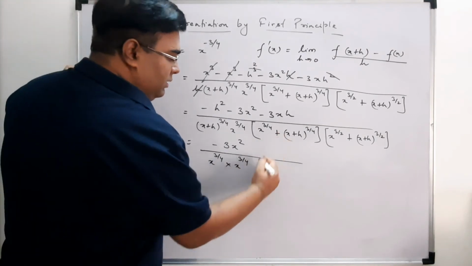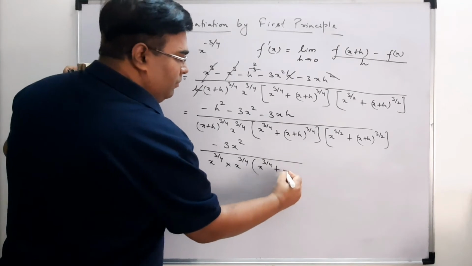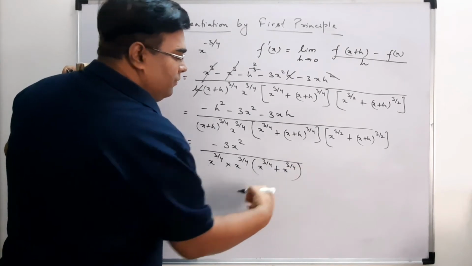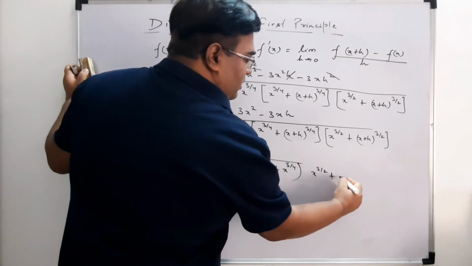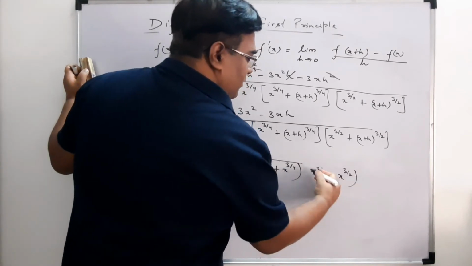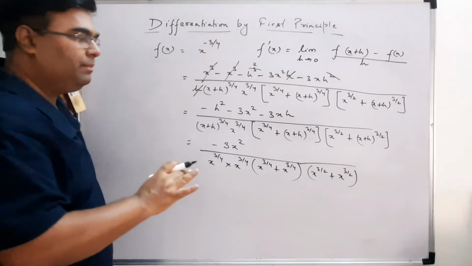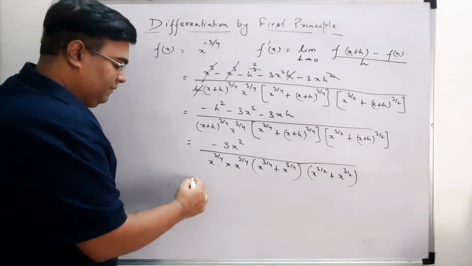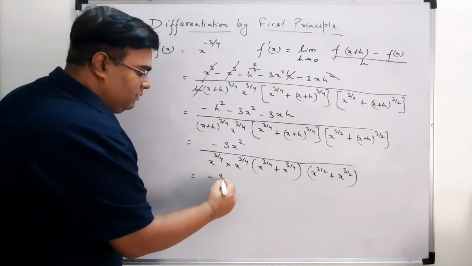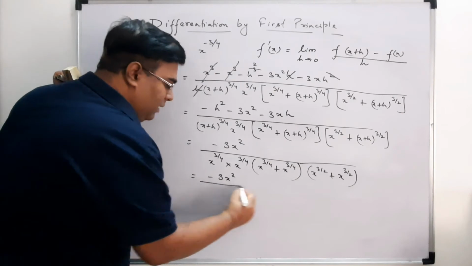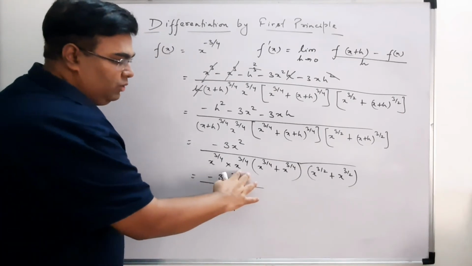Similarly in this bracket, x raised to 3 by 4 plus x raised to 3 by 4. Here it will be x raised to 3 by 2 plus x raised to 3 by 2. Now we need to just simplify with x. So it is minus 3x square upon x raised to 3 by 4, x raised to 3 by 4.